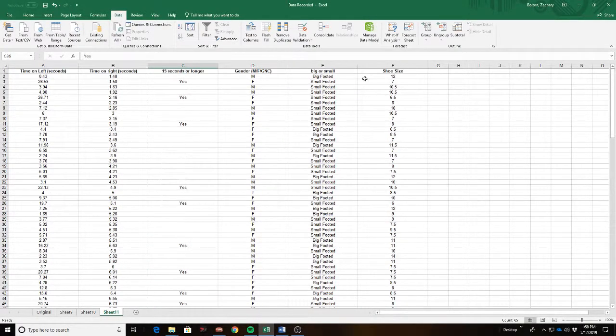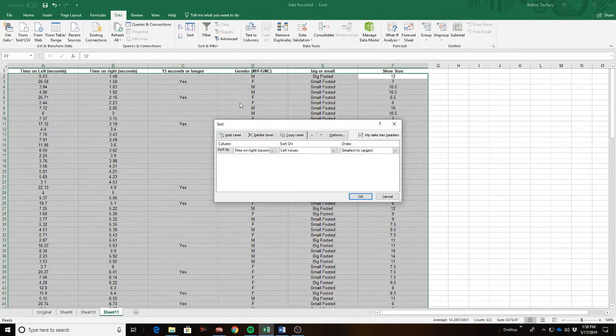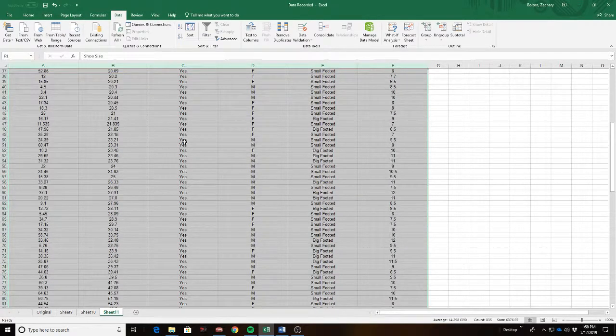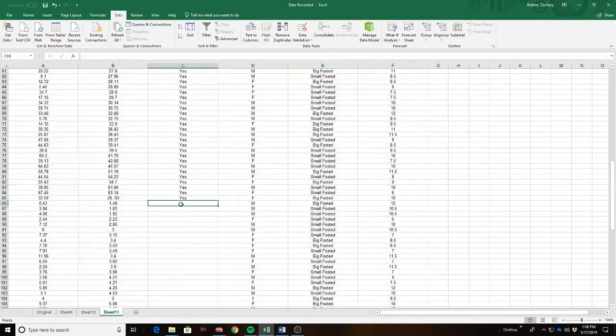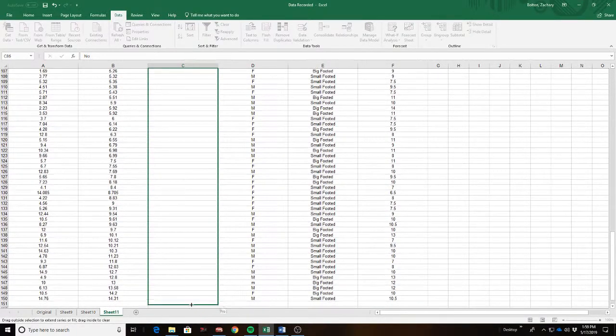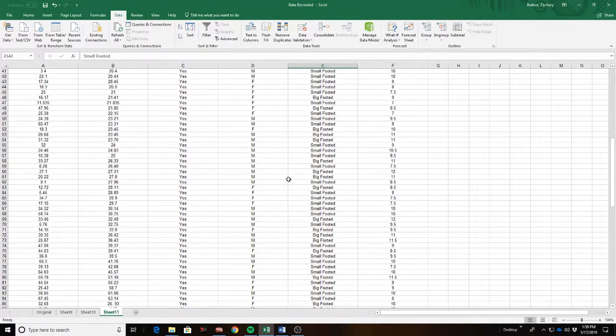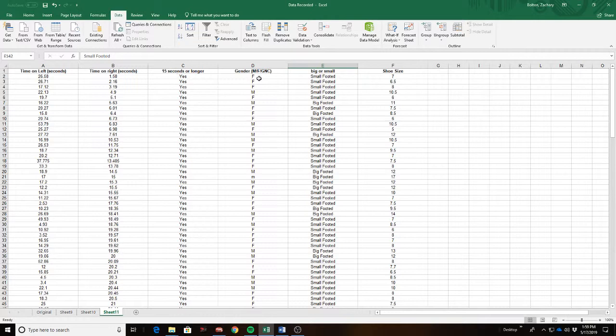And now this is the final step, and honestly the easiest part. So we're just going to sort again. We're going to sort by 15 seconds or longer. And you can see it's going to sort everyone that was able to do it. And then these are the people that were not able to do it. And you just drag that down, and no. And that is completed information all here.